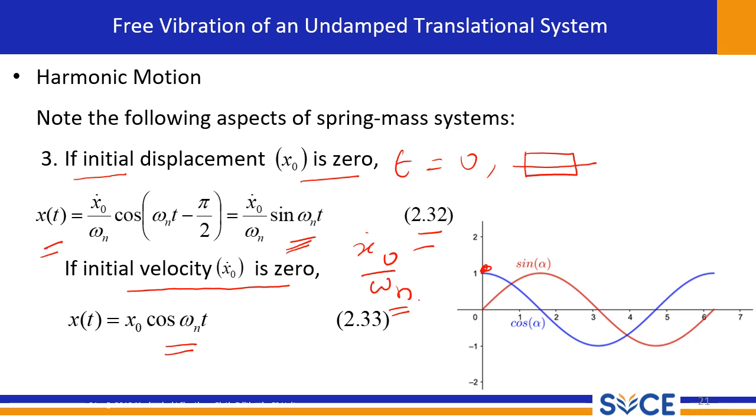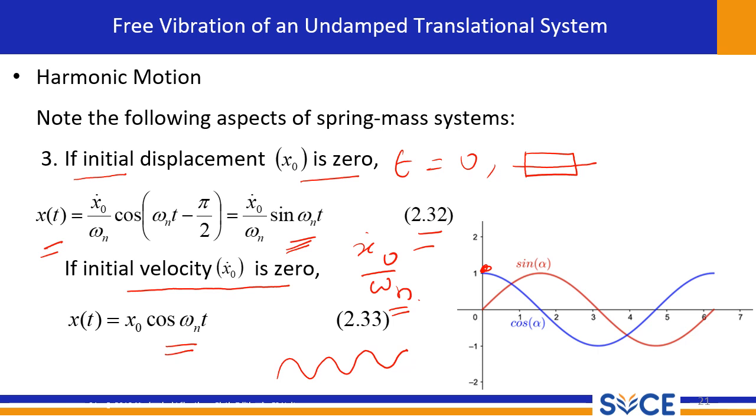The amplitude is simply the initial displacement x naught. This also aligns with our intuition. We release the mass from rest at a certain displacement. It will oscillate with that displacement as its amplitude, following a cosine wave. These two special cases provide valuable insights into the behavior of the spring mass system.